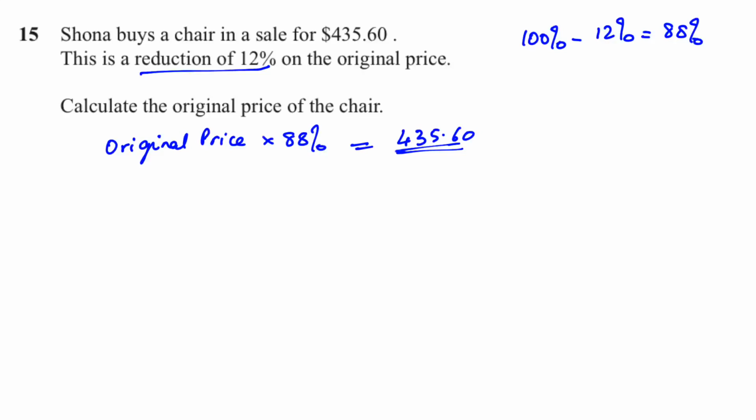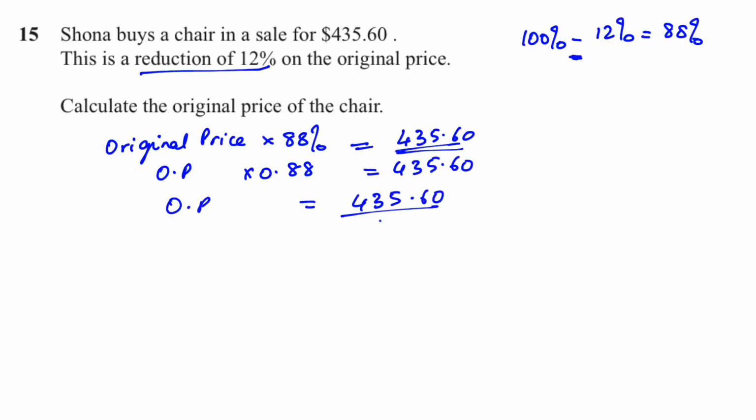Remember that if it is an increase, instead of negative, you will put a positive here. So you have original price times 0.88 is equal to 435.60. Original price is equal to 435.60 divided by 0.88. That will give you $495.